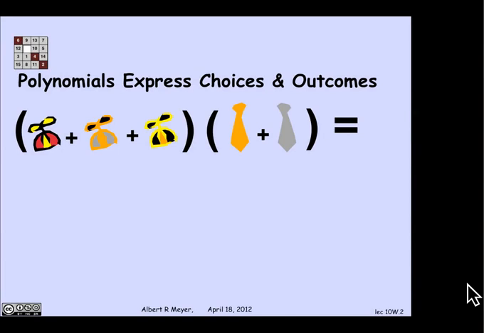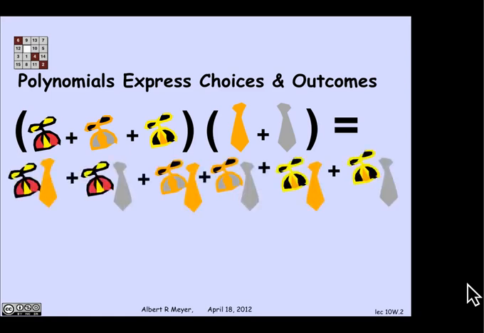I'm purposely writing it in this wacky, purely symbolic way, where I'm going to multiply three beanies by two neckties. What do I get if I multiply three beanies by two neckties? Well, applying the distributive law says that we get every possible pairing of a beanie and a necktie multiplied together, and you add them all up. There are three terms here and two terms there, so I'm going to wind up with six terms, which you see laid out.